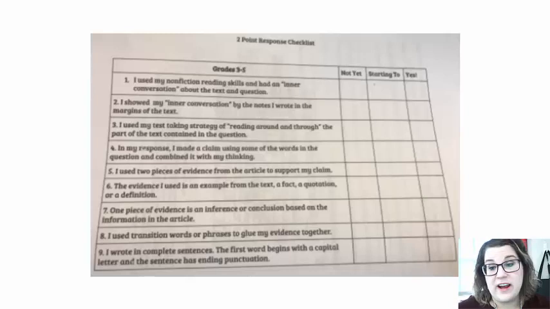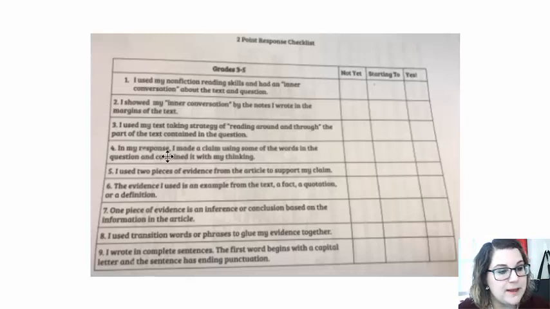So check out this checklist for a 2-point response. I used my nonfiction reading skills and had an inner conversation about the text and questions. I showed my inner conversations by the notes I wrote in the margins of the text. We should be close reading and annotating. I used my test-taking strategy of reading around and through the part of the text contained in the question. That's something we had demonstrated last week when we go back to whatever paragraph it's referring to.